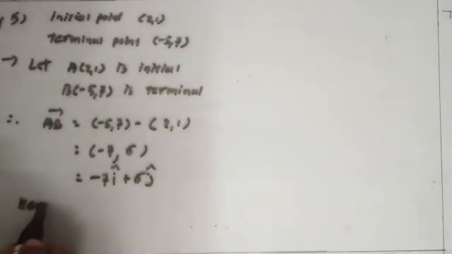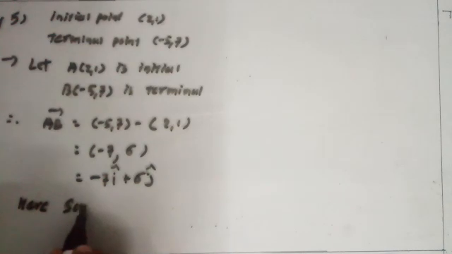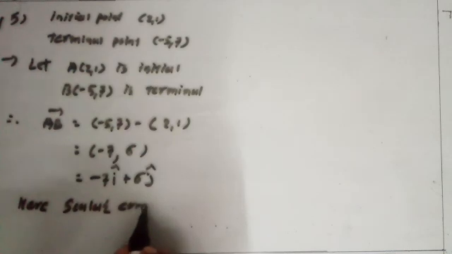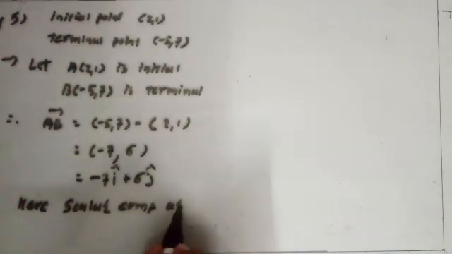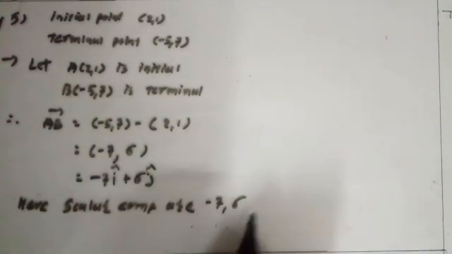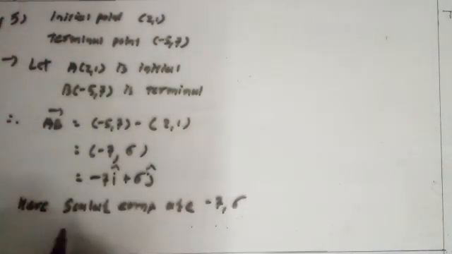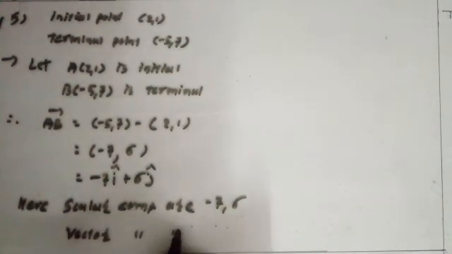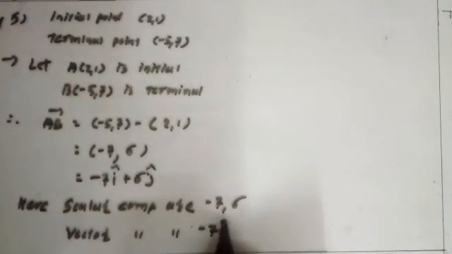Here the scalar components are the coefficients of i and j, that is -7 and 6. The vector components are -7i and 6j. Clear?